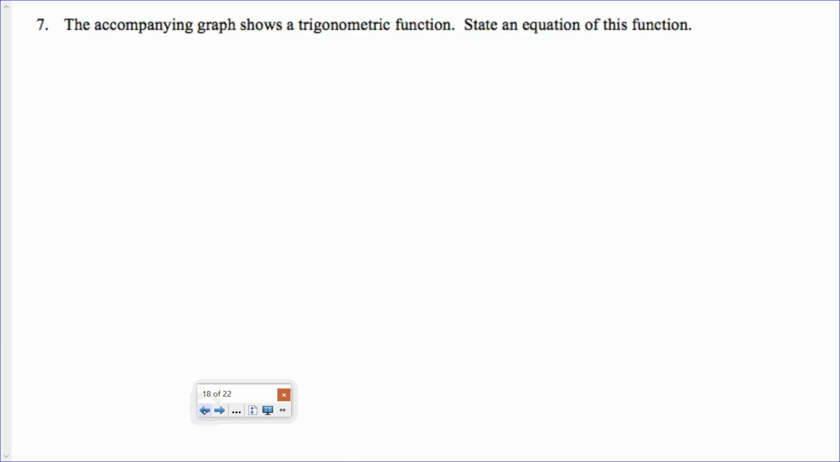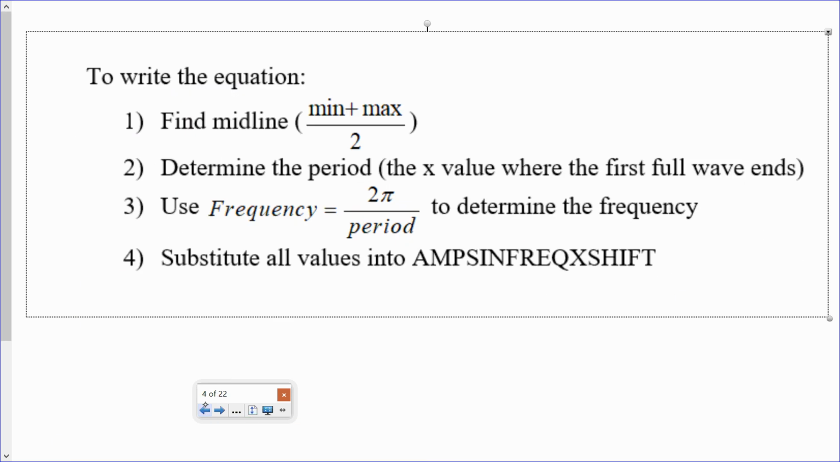So this is a very important lesson. Every Regents asks this question. Follow your steps. You're going to start by finding your midline, which is the min plus max over 2. It's essentially the average of the function. We're going to get the period. We're going to use frequency equals 2 pi over the period to find the frequency. Once I have all that information, I'm going to substitute my values into amp sine freq shift, and I'm done.